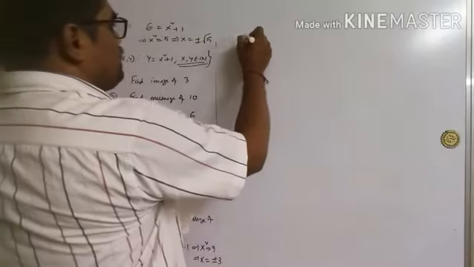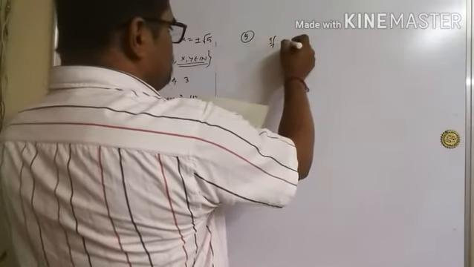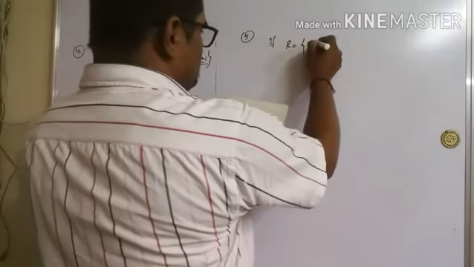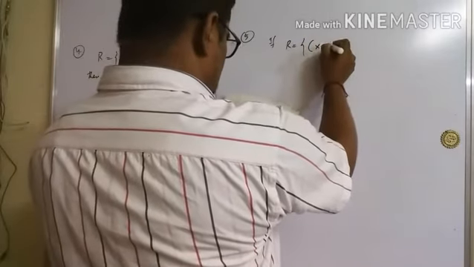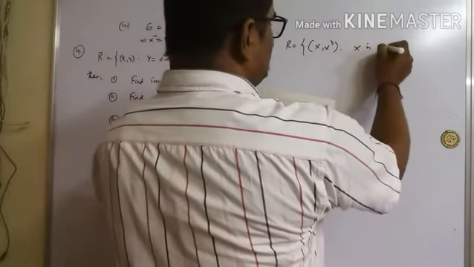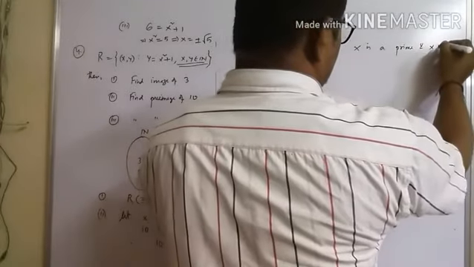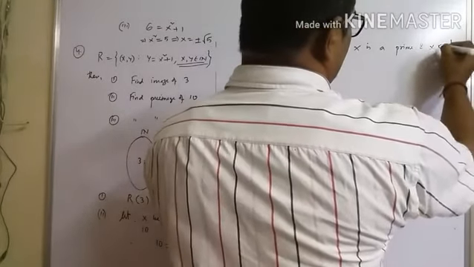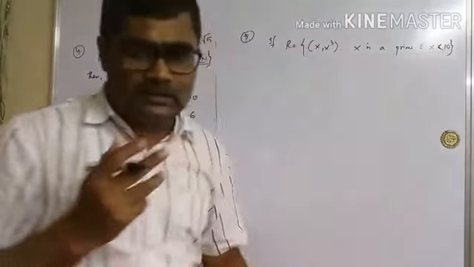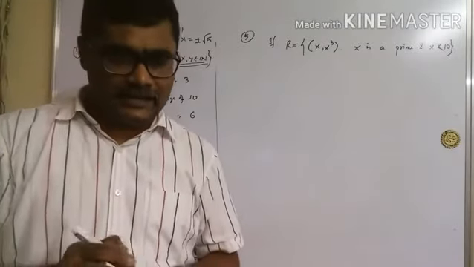Number 5. This problem I have chosen only because of its representation style, right? Sometimes we represent it like this. What is this? I'll tell you. x is a prime and x is less than 10. Right? We haven't written much, only this much, and we should be able to understand what they are exactly trying to depict.